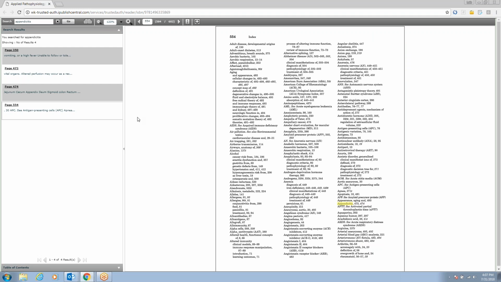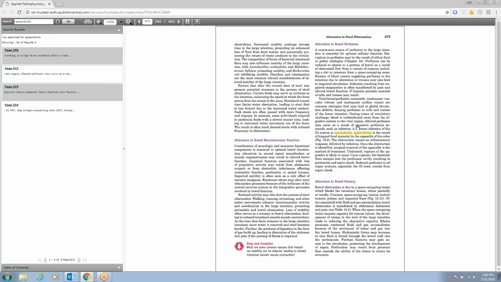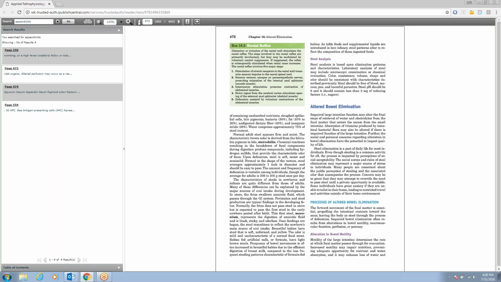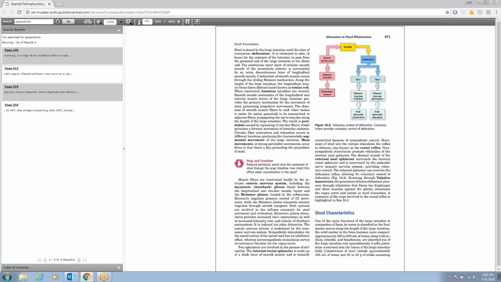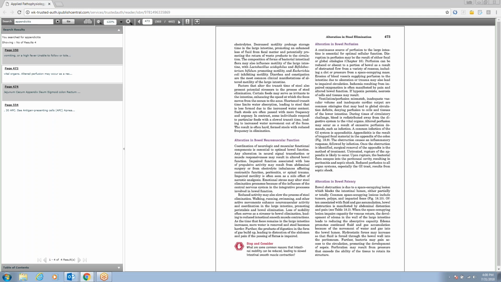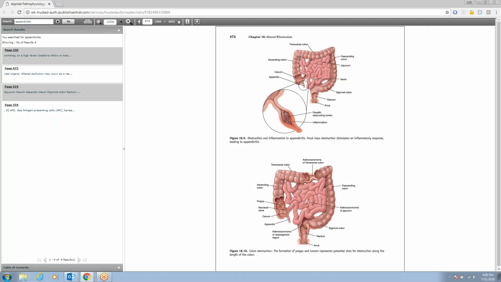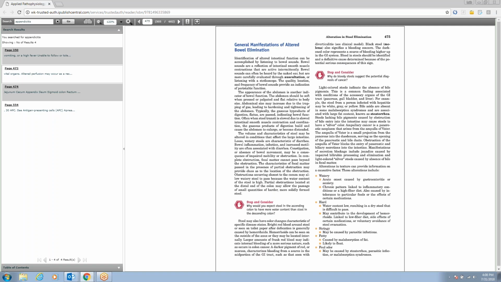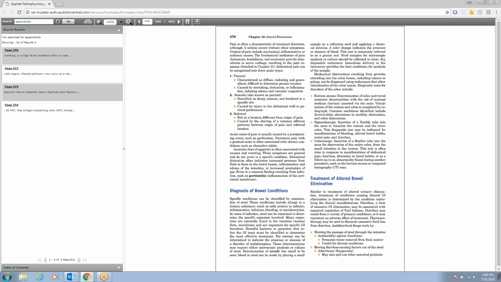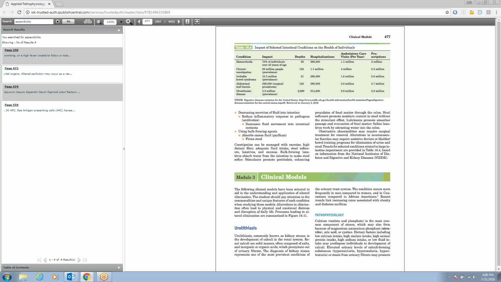473 and 474 are the big ones. So here's 473. There's talking about appendicitis. Let's scoop around up here. Okay, I'm not in the clinical models yet. 473 and 474 has got pictures, information. Now I'm getting into the clinical models, and my appendicitis is not one of them.